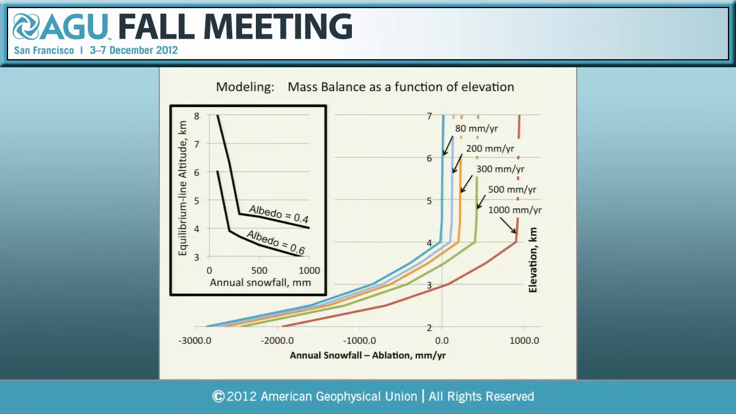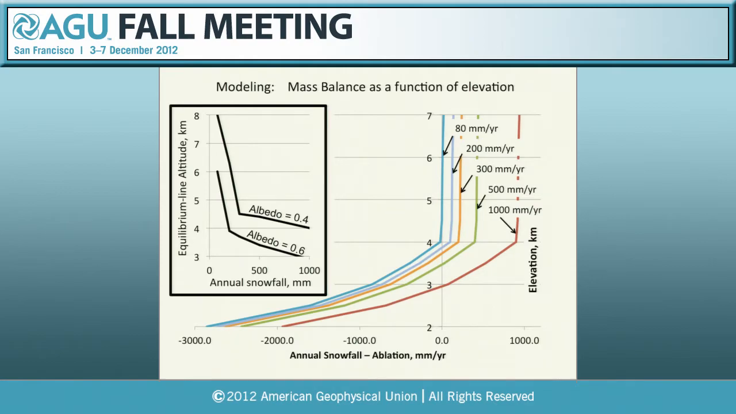So here are some preliminary results, as you can see here. On the y-axis, we have annual snowfall minus ablation, and on the x-axis, we have elevation. As you go up the mountain, melt occurs, and in these curves we see two different regimes. Below 4,000 meters, ablation is totally dominated by melting, and if you go above 4,000 meters, ablation is dominated by sublimation.